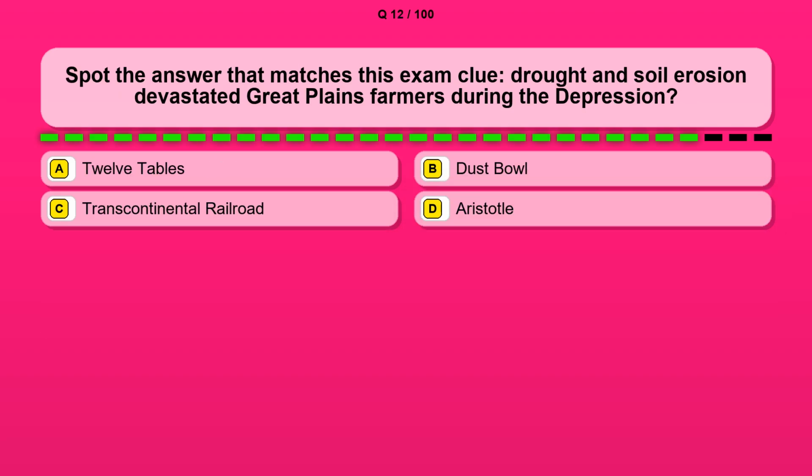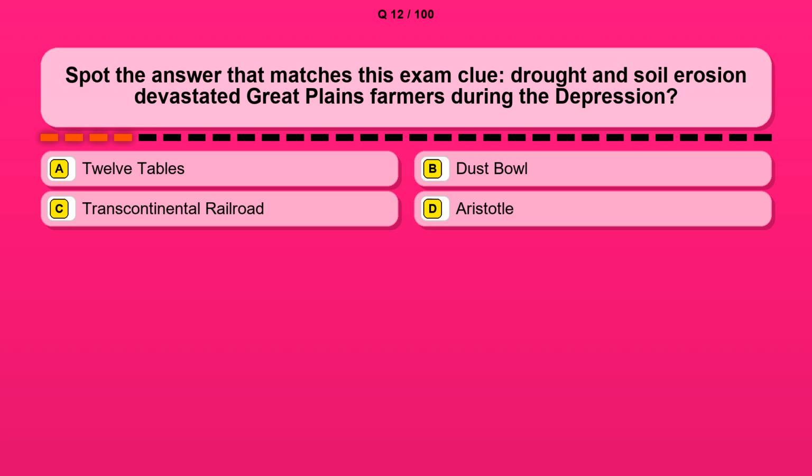Question 12. Spot the answer that matches this exam clue. Drought and soil erosion devastated Great Plains farmers during the Depression. Option A, 12 Tables. Option B, Dust Bowl. Option C, Transcontinental Railroad. Option D, Aristotle.